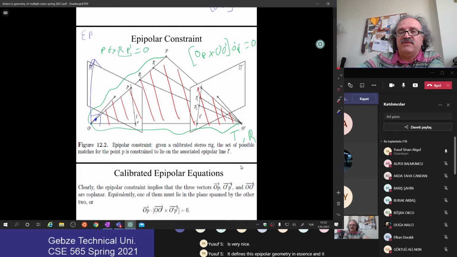Look at this part that I am marking with red. 3 by 3, 3 by 3, and 3 by 3. If I multiply all of them together, I will end up with a 3 by 3 matrix. And this time the nice thing is that P and P prime are in the image coordinates. They are not in the camera coordinate system, which is what I wanted. This is good.